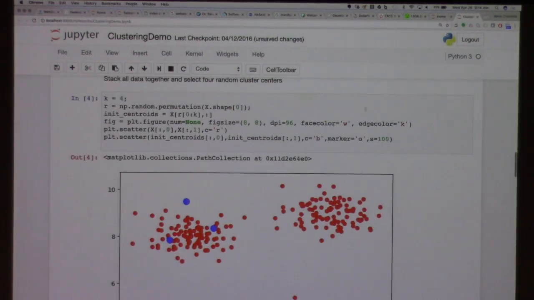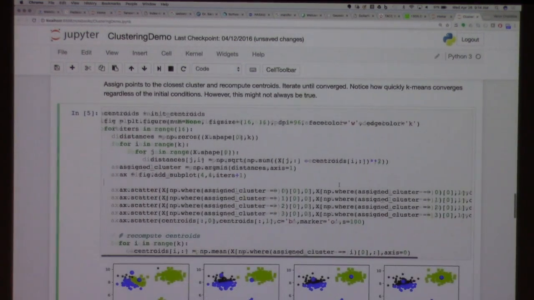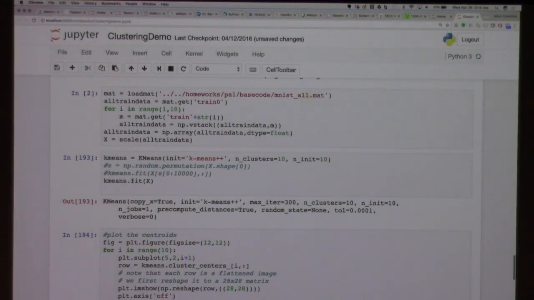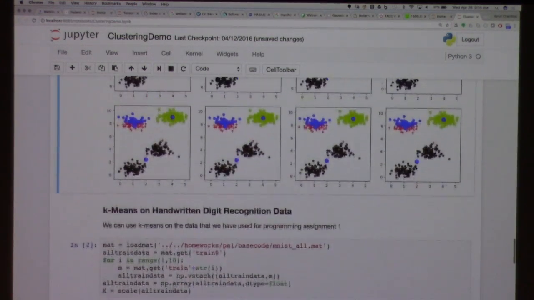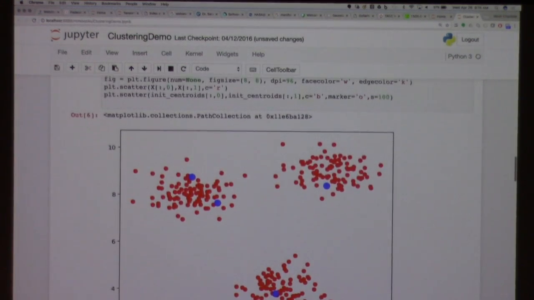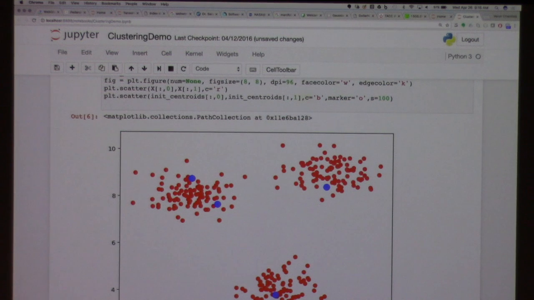Next time I might run it with a different initialization, let's say this one, right? And let's try if it gives you the right answer now. It didn't, right? So that is the point. K-means is very sensitive to how you start, right? And then there are some smarter ways to start.